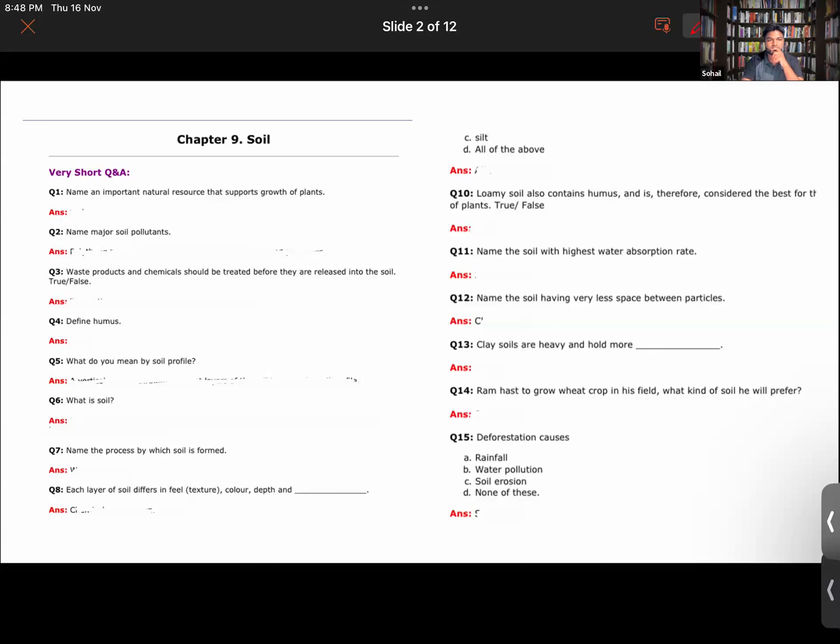For the second question, very short answer questions, do we need to write a one word answer or sentences? Just write one word answers. Keep your answers short and concise. Sir, for the second question, do we need to write more than one example? As many examples as you can remember, you can quote them. Okay, sir.